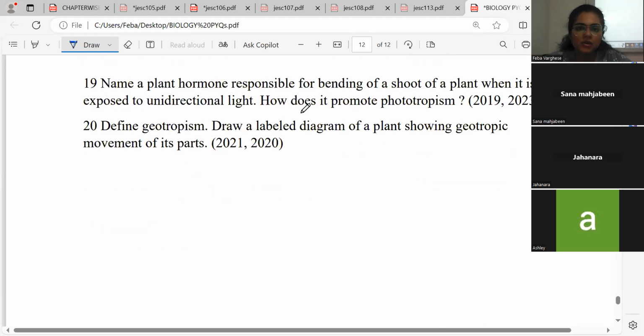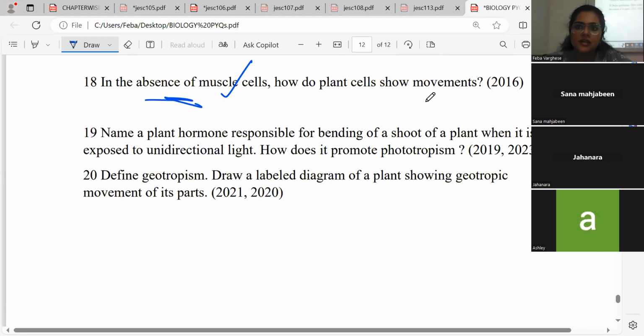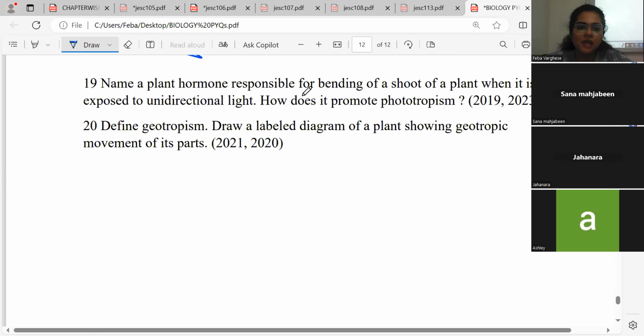Now, name a plant hormone. Give some examples also. The touch-me-not plant and everything you can give as examples. Now, name a plant hormone responsible for the bending of the shoot of a plant when it's exposed to unidirectional light. Auxin. How does it promote phototropism? Explain the activity of auxin. It gets accumulated in the shady region. It causes the elongation of the cells in that region, and it causes the appearance that it's bending towards the light.